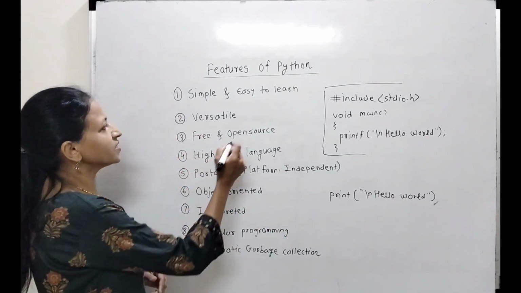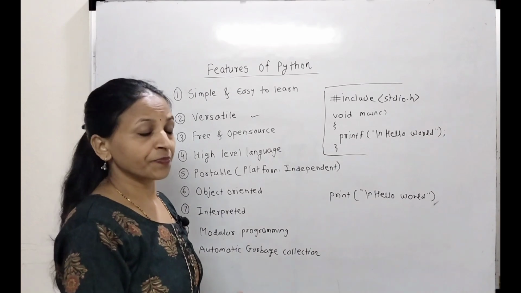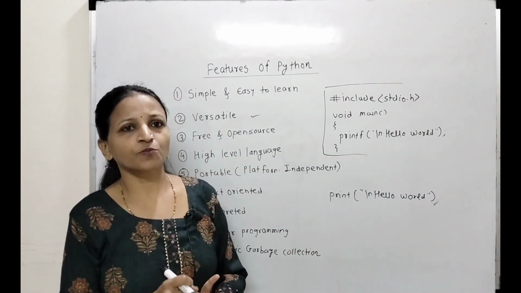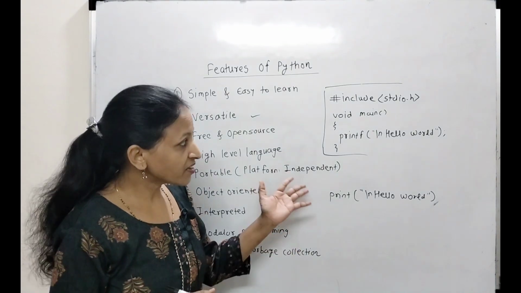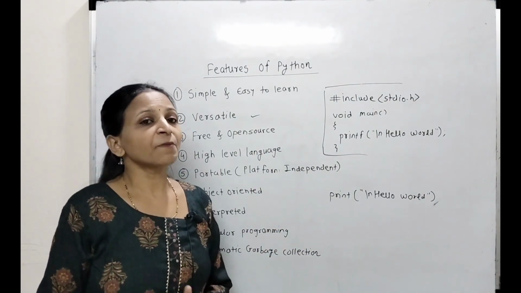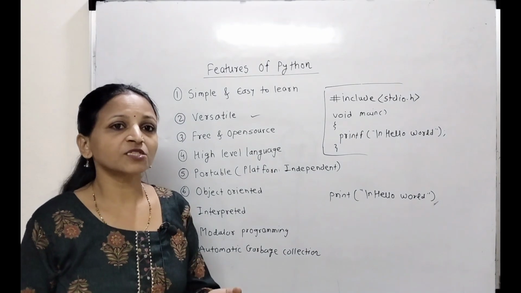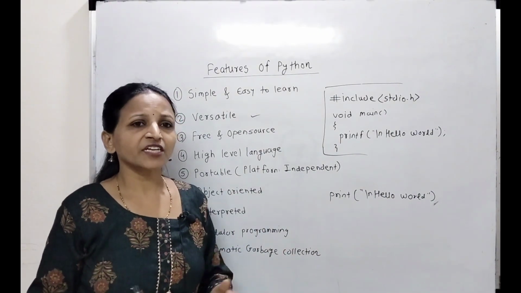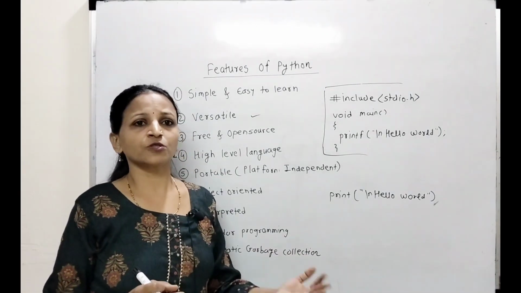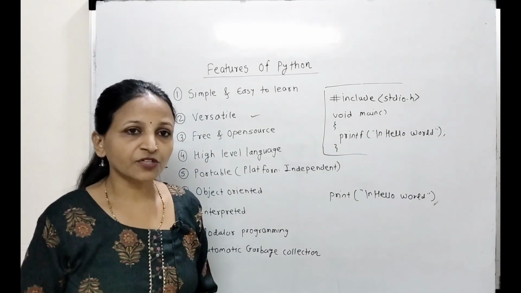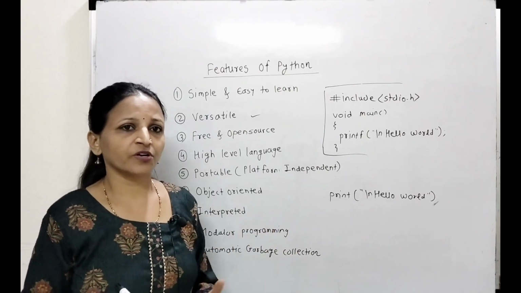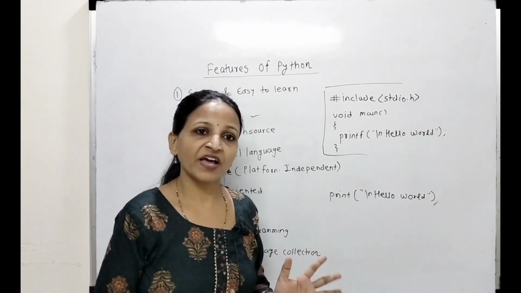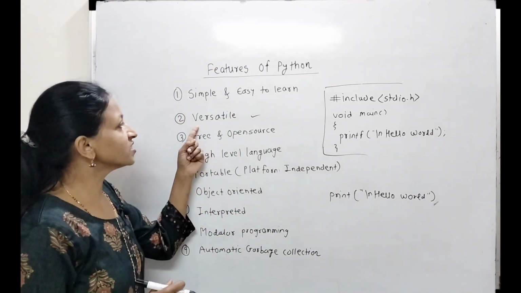Now the second point is that it is a versatile language. C is a procedure oriented language. C++ follows both procedure as well as object orientation. Again this Python is a multi-paradigm language. See what is the meaning of multi-paradigm. Multi-paradigm means it has the functionality of all types of languages: it supports procedure orientation, then object orientation, scripting language and so on. Okay, it means multiple types of applications you can develop with the help of the Python language, and that's why it is called versatile.